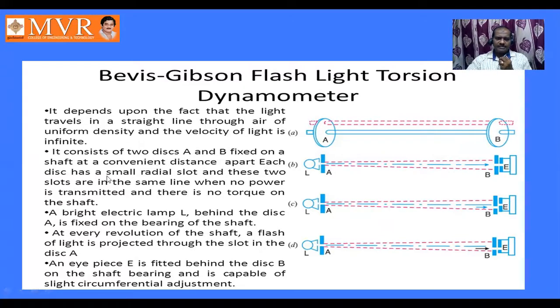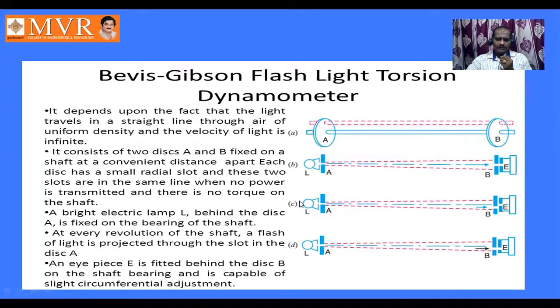Each disc has a small radial slot, and these two slots are in the same line when no power is transmitted and there is no torque on the shaft. That means when there is no motion between the two shafts, these are on the same line. A bioelectric lamp L behind the disc A is fixed on the bearing of the shaft.